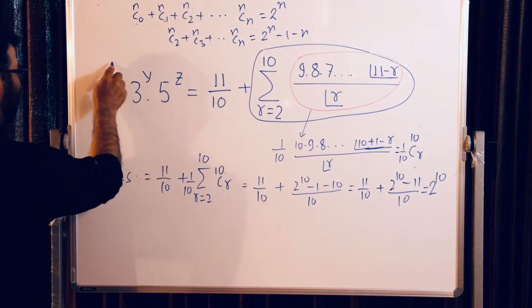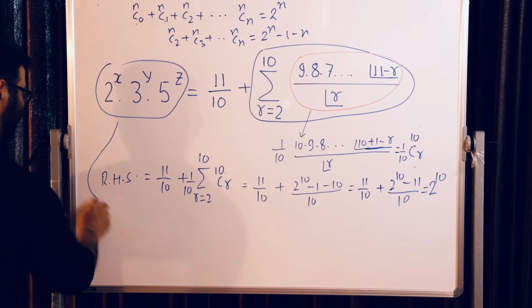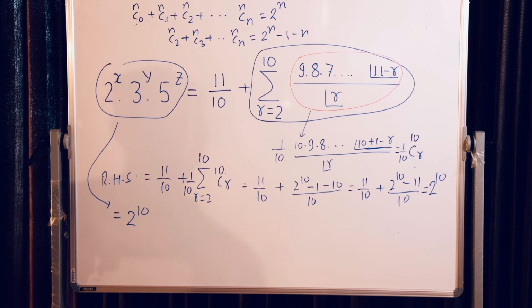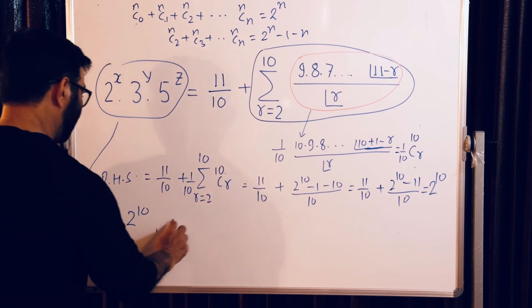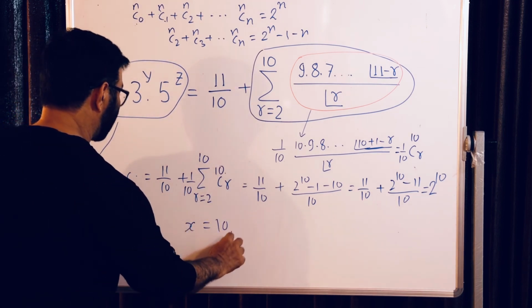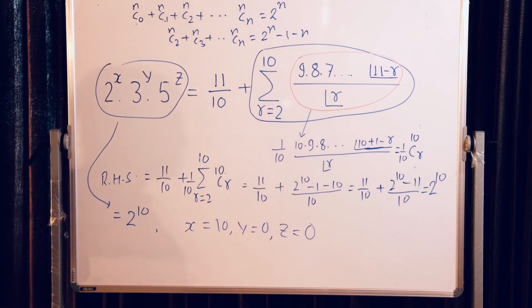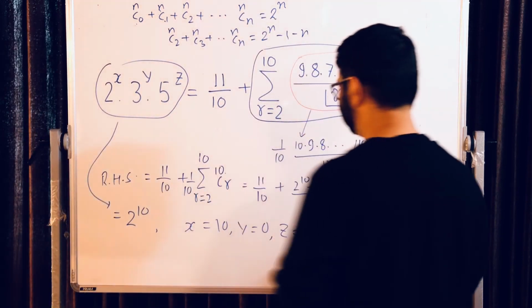So this is equal to 2 to the power 10. So x will be 10, y will be 0, z will be 0. This is a very simple problem now. Okay, bye.